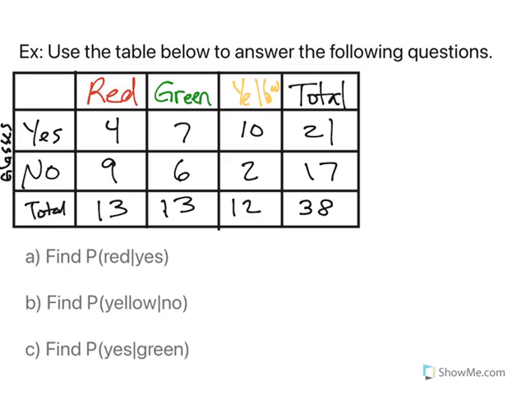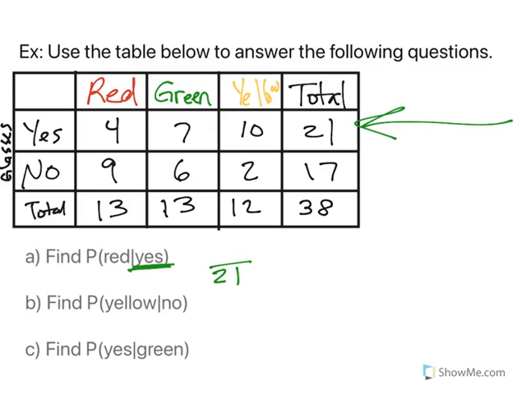I say that because when we're working with a table, it makes it a lot easier to follow that mindset. We have students wearing glasses, yes or no, and what color shirt they are wearing: red, green, or yellow. We're going to find the probability of a red shirt given that the answer is yes. Given that the answer is yes, we only care about yes answers, which is this top line. How many students said yes? 21. That's going to be our denominator.